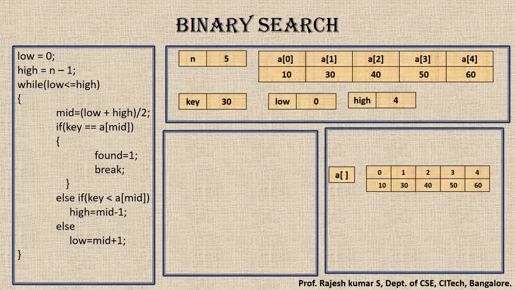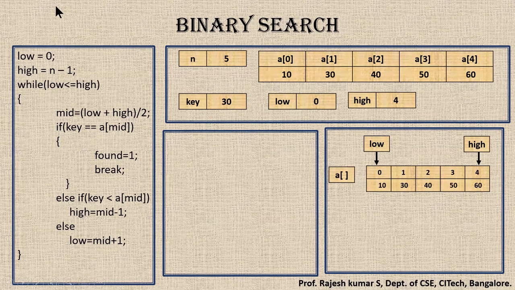Now let us check the array representation. Initially low is pointing to index 0 and high is pointing to index 4. It is not pointing to the value 10, it is pointing to the index 0. A of 0 is 10, A of 1 is 30 and A of 4 is 60. When I write A of low, the low value, 0, will be substituted and this value will be fetched. When I write A of high, the index value present at high is 4, so 4 will be substituted and this particular value will be fetched.